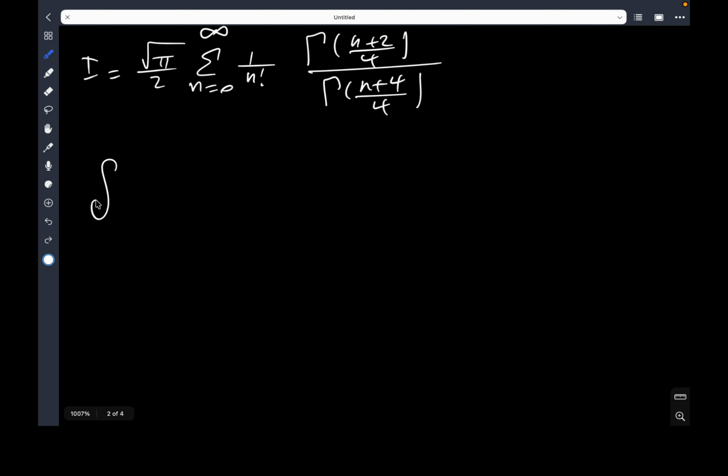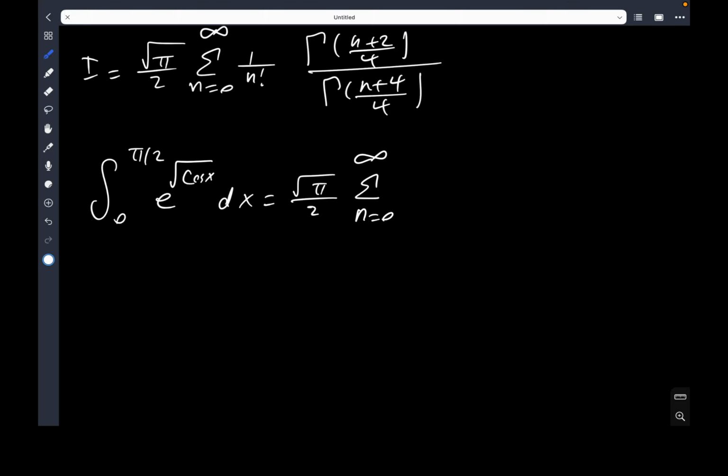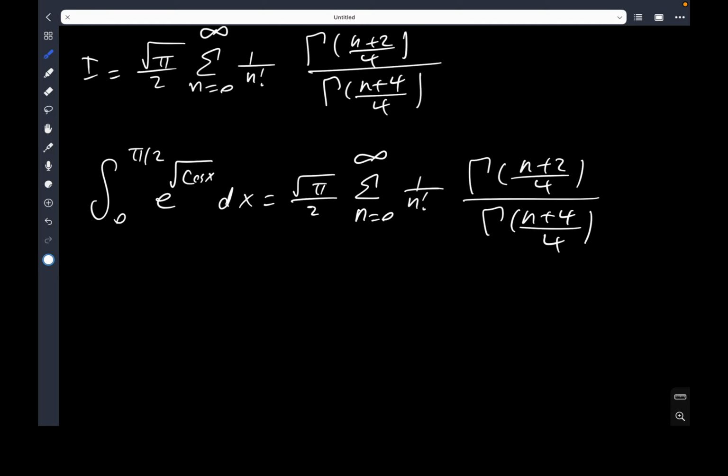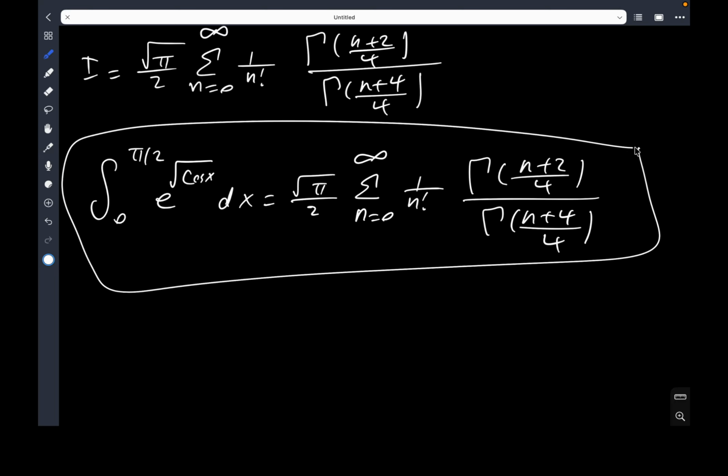So the integral from 0 to pi over 2 of e to the root cosine x dx is root pi over 2, the infinite sum from n equals 0 to infinity of this monstrous thing right over here. And that is the final answer of our integral here.